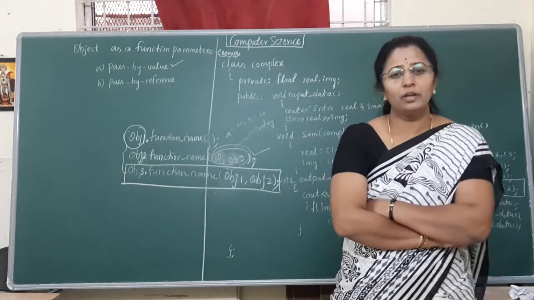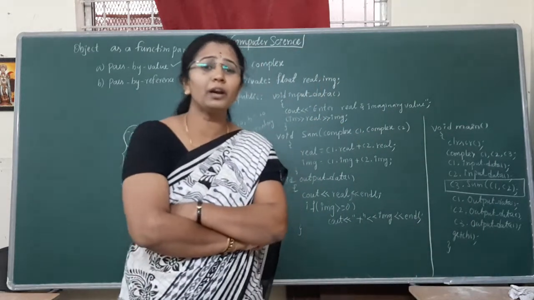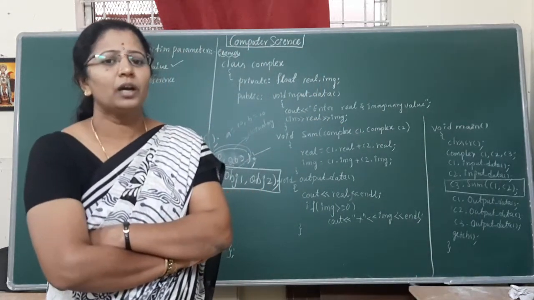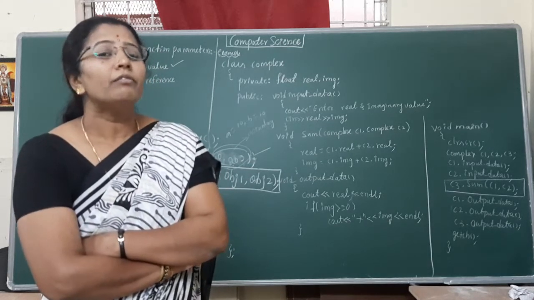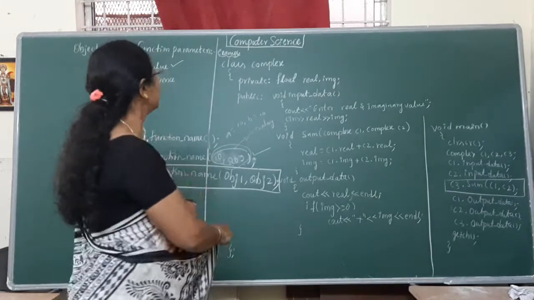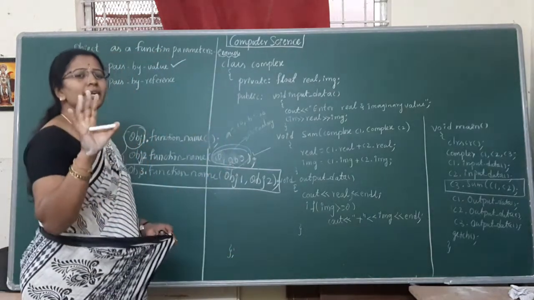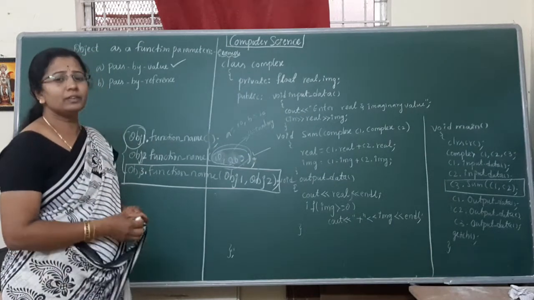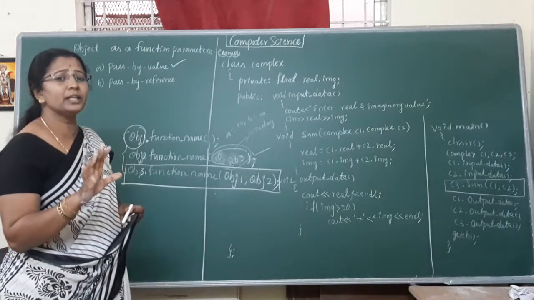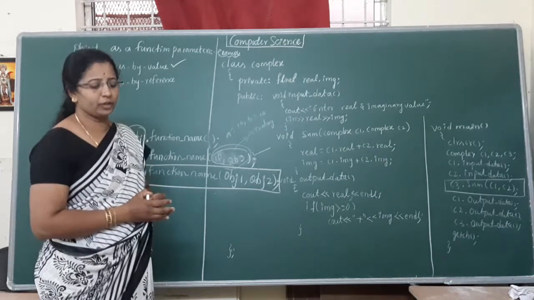Original values will remain the same. In the function, any changes made to the formal argument will not be reflected in the actual argument. That is your call by value. Original values remain the same. They never get affected by the formal arguments.